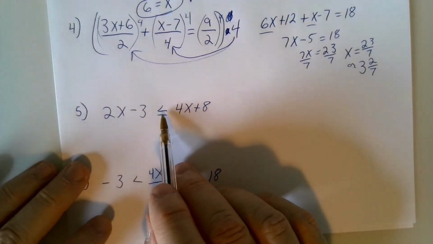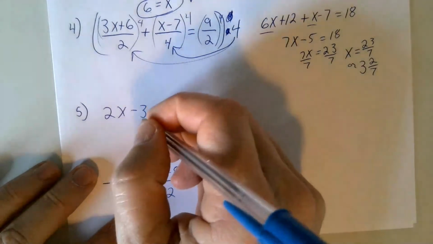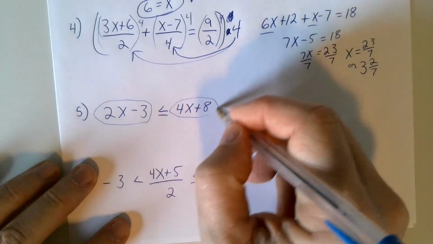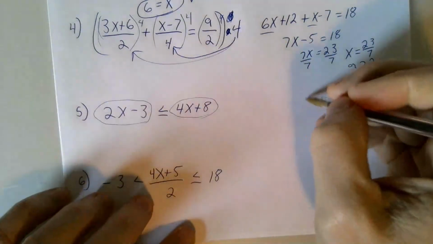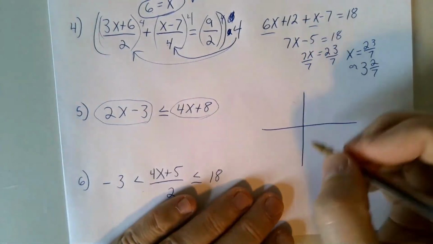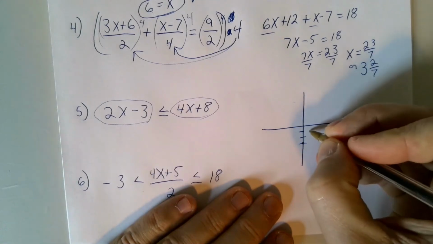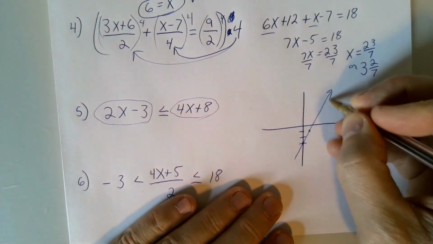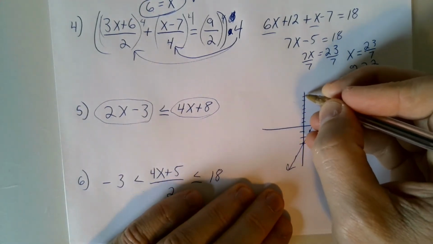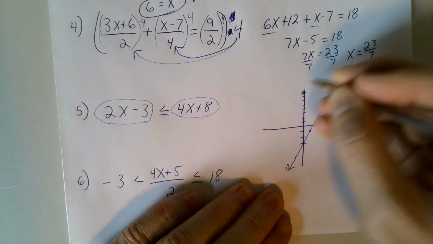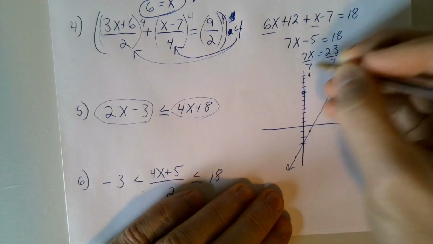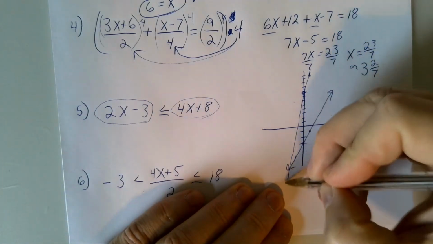So, ooh, look, this is an inequality. So we want to know where this thing right here, which technically is a line, is less than this line right here. So let me do a quick little sketch of this thing. This is 2x minus 3, so 1, 2, 3. Slope is 2, so that looks like that. This is 4x plus 8, 1, 2, 3, 4, 5, 6, 7, 8. And its slope is 4, 1, 2, 3, 4. And it's a little steeper, right?